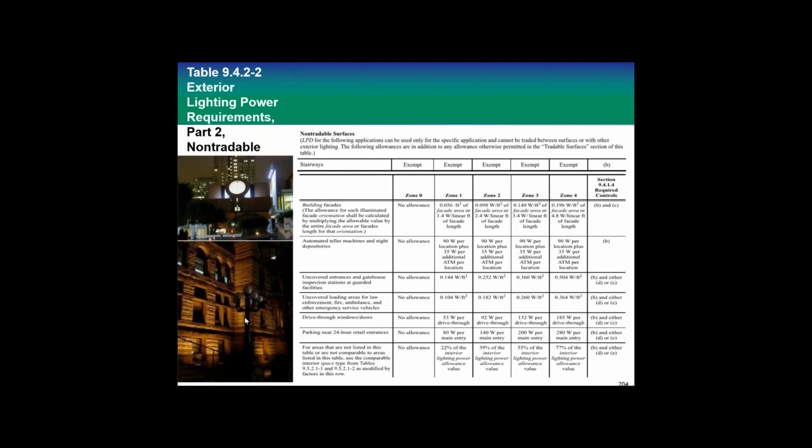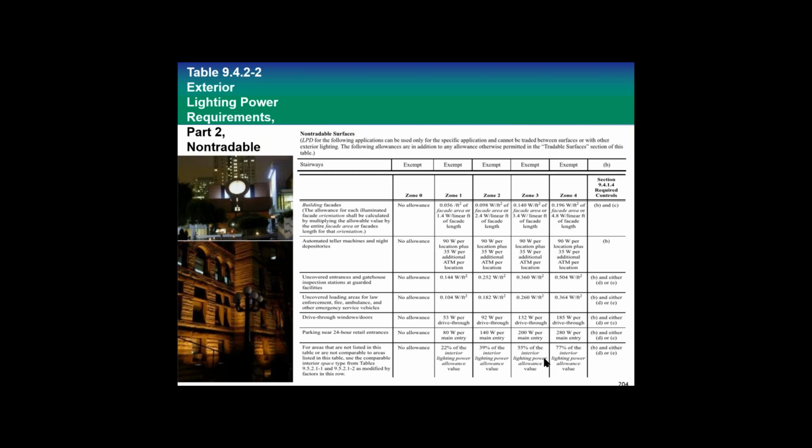So if you want to light the outside of the building, you can, but you can only use this lighting for facades. Second, we've got automatic teller machines. That's obviously for safety, and you can't use it anywhere else. Uncovered entrances, a gatehouse, and inspection stations at guarded facilities. Obviously, that's for safety. Only use it there. Drive-through windows and doors, parking garage, parking near 24-hour retail entrances. And areas not listed in the table that are comparable to areas listed in the table, which means security type places. You've got some power untradable.